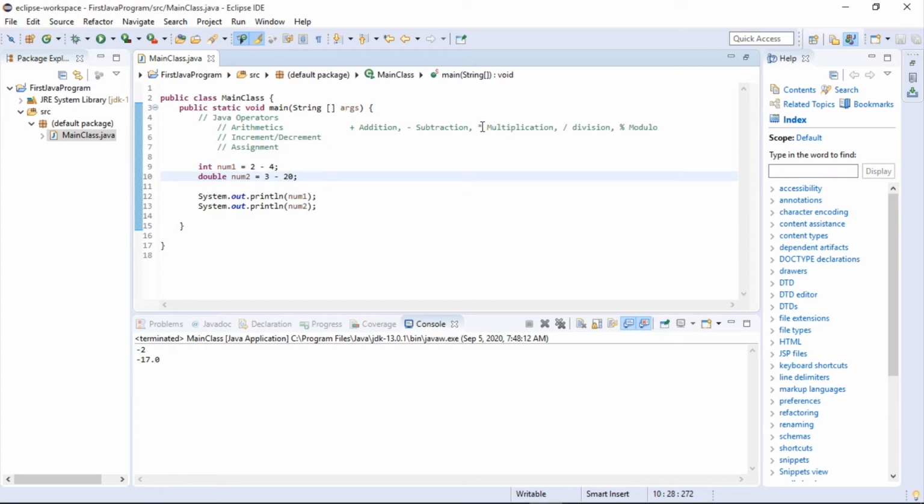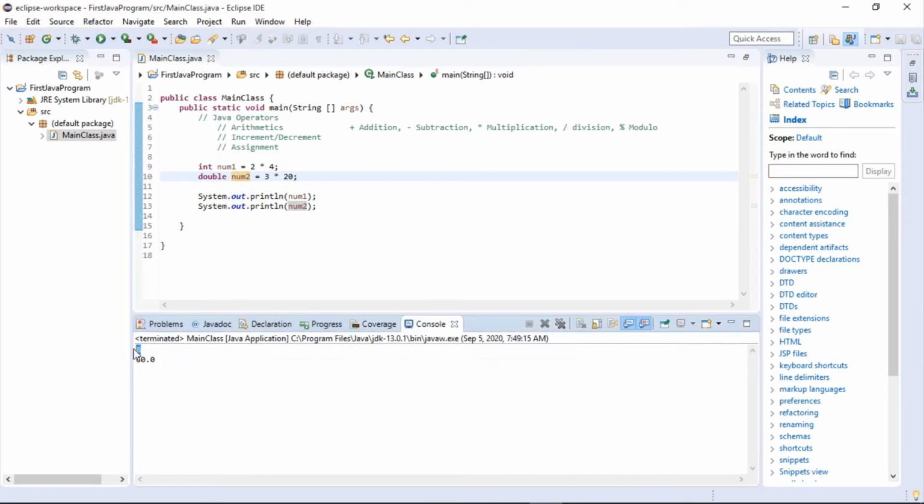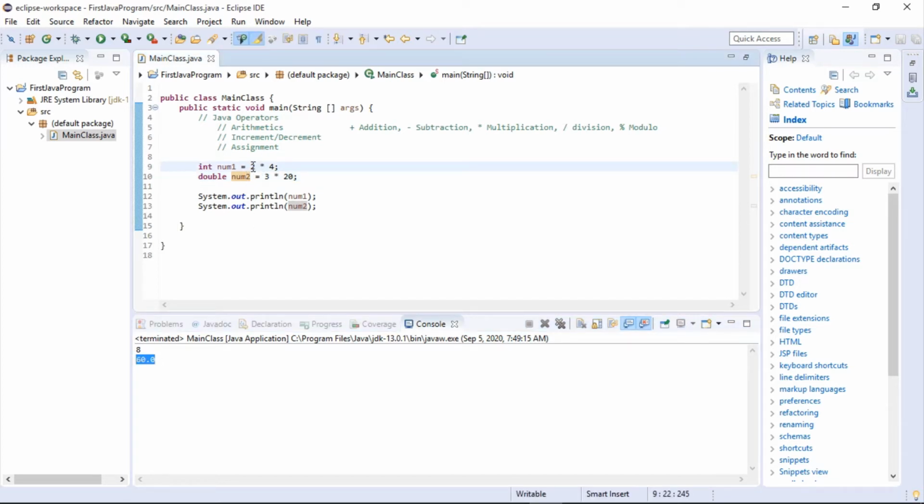The next operator to discuss is the multiplication operator, which is this, and we'll be using this particular sign for it. Altering the same statement, we have multiplication, that is the times, then we also have this. I guess we can all decode the information above, but let's run it to see what the output is going to be. So we have 8 and 60.0. The reason being that we have 2 times 4 to give us 8, then 3 times 20 to give us 60.